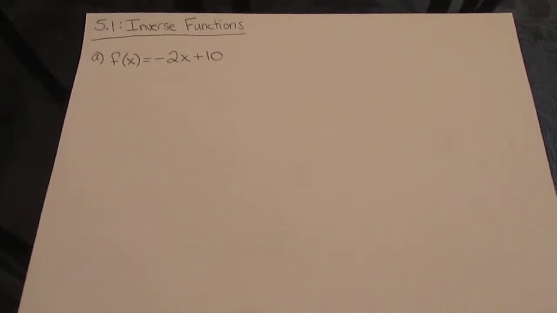Today we're working with 5.1 inverse functions. I'm just going to do a few examples from this section for you. We're going to find the inverse of these examples. You should first make sure you have a one-to-one function before finding the inverse. I've already made sure I have one-to-one functions before we get started.